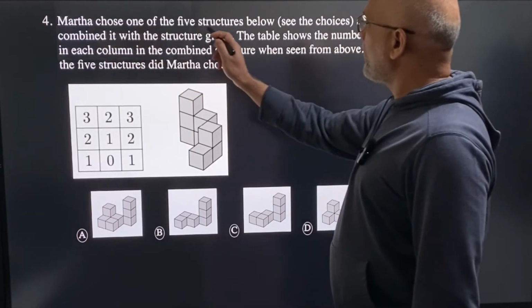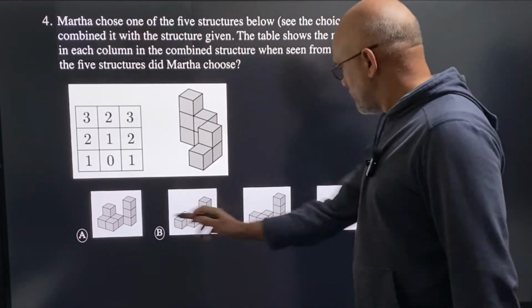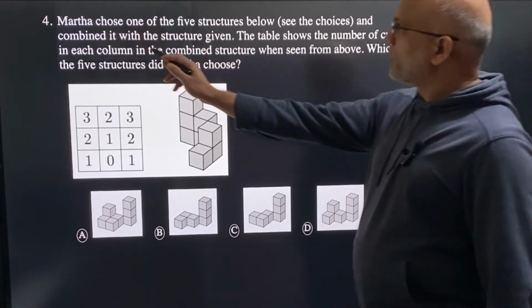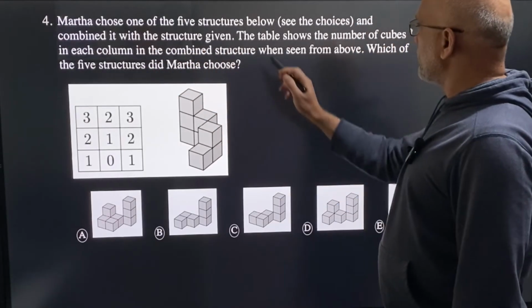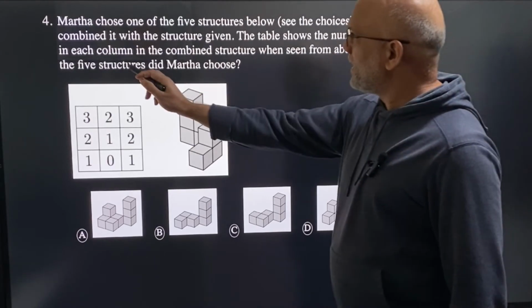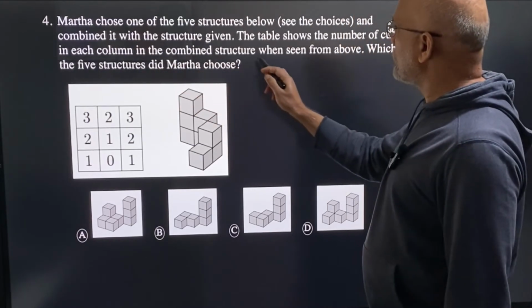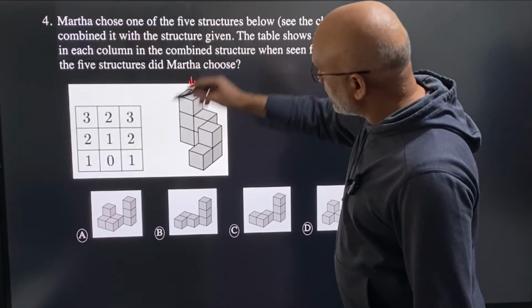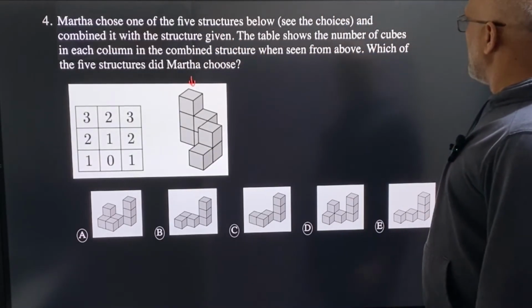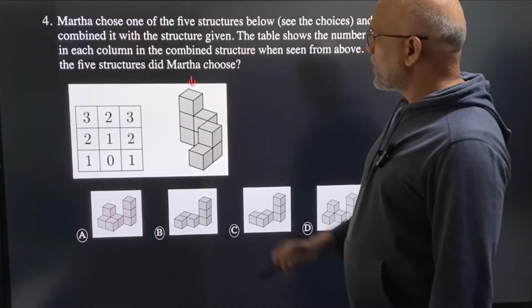Martha chose one of the 5 structures below. See the choices. These are the choices. And combined it with the structure given. Alright, this is the structure that is given. The table shows the number of cubes in each column in the combined structure when seen from above. So when we see from above, this table gives the number of cubes. Which of the 5 structures did Martha choose?